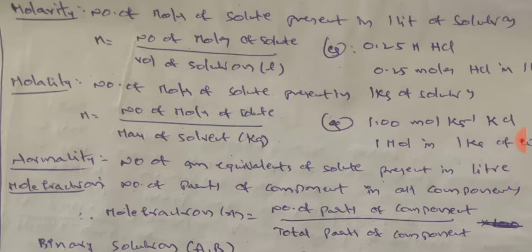Here we are not considering the volume, because volume is expressed in liters and mass is expressed in kgs. So we have to express it in terms of mass: the number of moles of solute divided by the mass of the solvent. That is the formula of molality. What is the best example? 1 mol kg inverse KCl means 1 mole of KCl present in 1 kg of solvent to produce a 1 molal KCl solution.